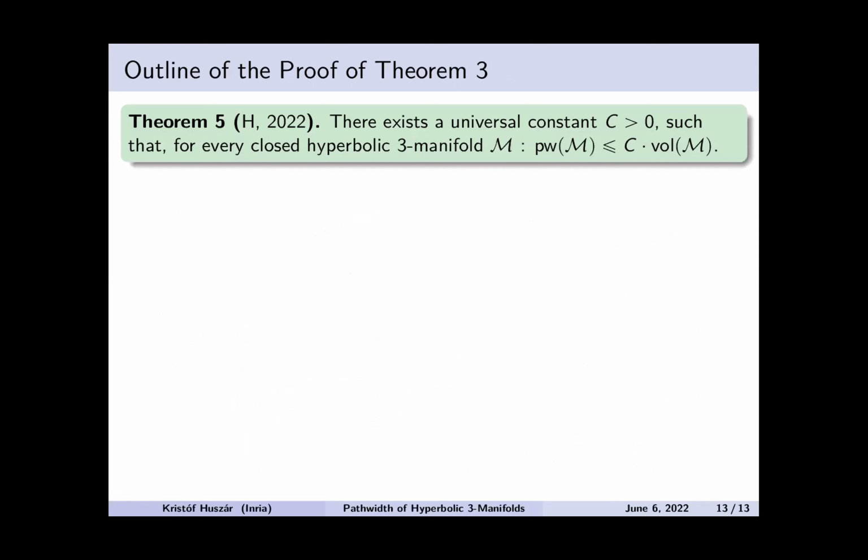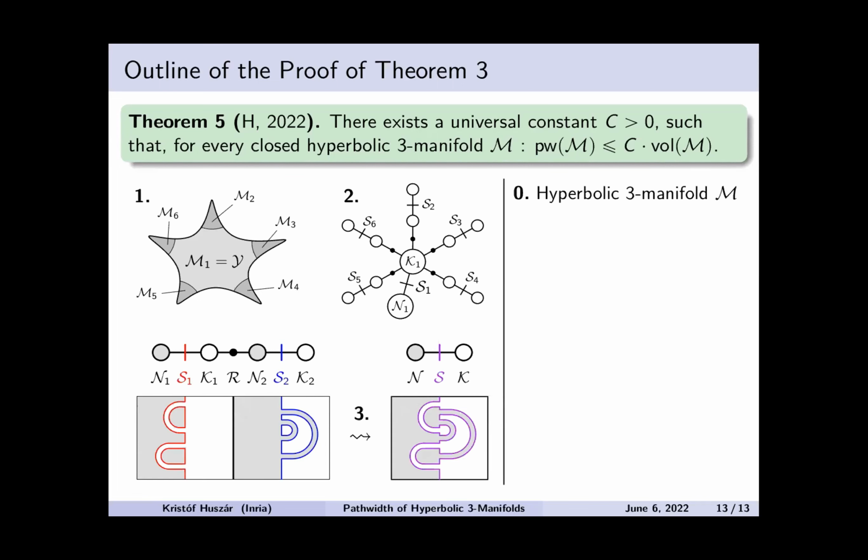So I would like to conclude the talk by an outline of the proof of theorem 3, which here I made a typo. I noticed I wrote theorem 5. Nevertheless, that's the same theorem. So I would like to prove that there exists a universal constant C such that for every closed hyperbolic 3-manifold M, the path width is upper bounded by this constant times the volume. And here is a pictorial outline of the proof.